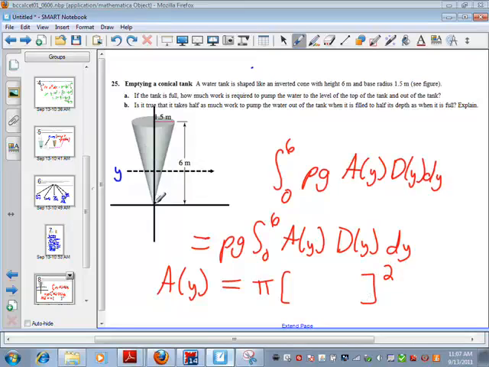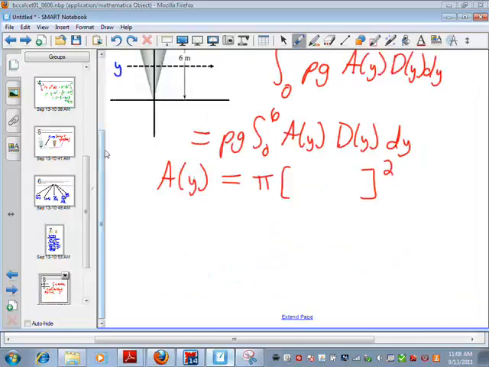How do we know the radius? Is it 1.5 minus...? No, that's all the way at the top. But what is it here? What is the radius at a particular y? It depends on y. Would it be something like 1.5 minus y? Something like that, maybe.